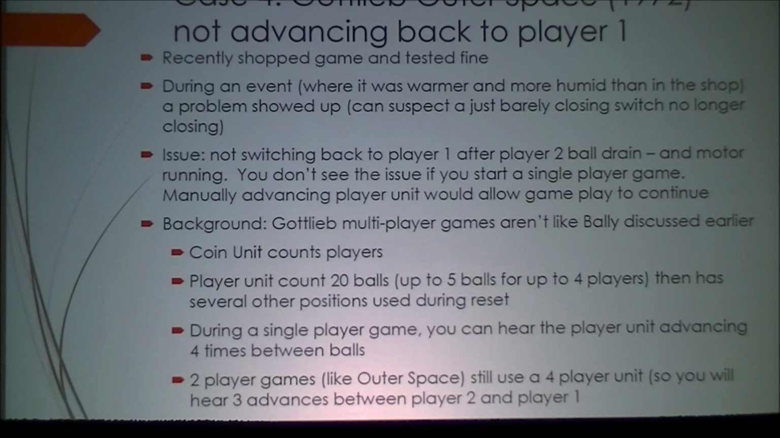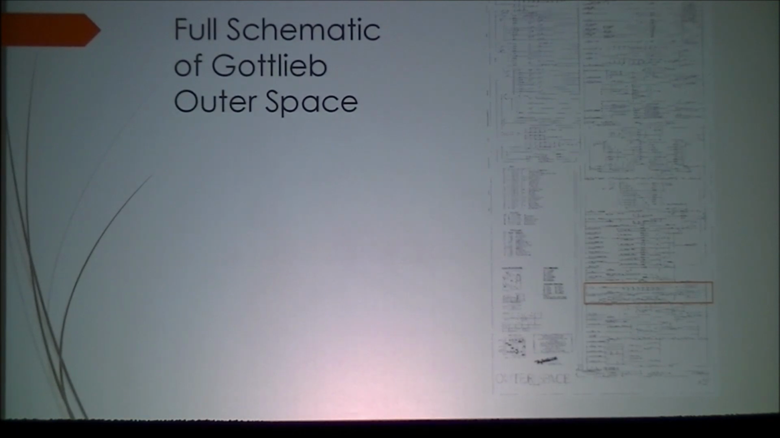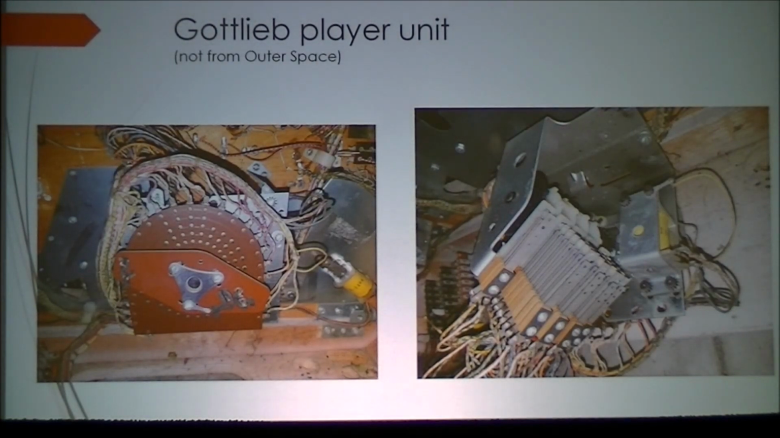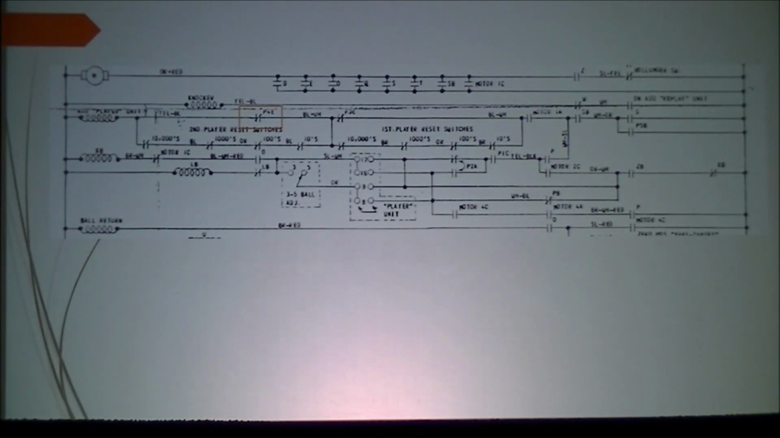But let's see. Oh, this is all the stuff I talked about. What I ended up finding, and here's the Gottlieb Outer Space schematic. This is the section we're going to look at. And what we've got here is the add player unit. So this is the step-up coil for what I was showing you here in the picture. The thing that's going to essentially go to the next ball or skip over a bunch of them to get to the next sort of valid ball.